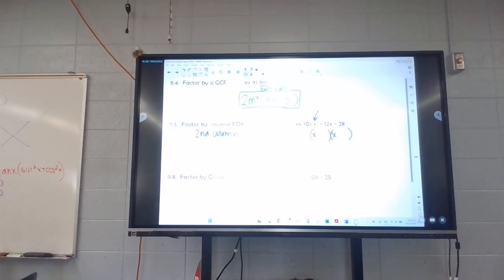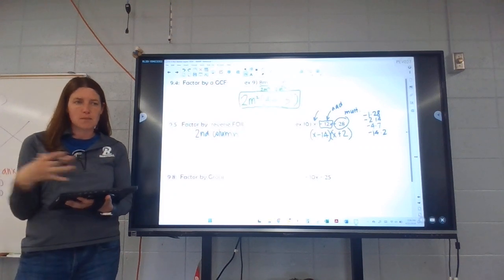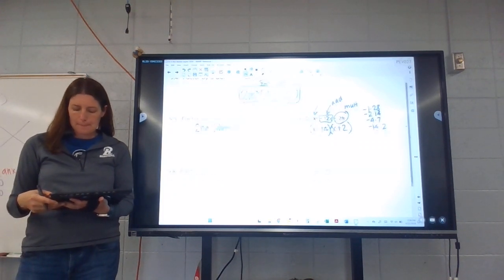So we're going to multiply to negative 28, but add to negative 12. And we just have to be careful though, because we want it to be a negative 12. So it's going to be a negative 14 and a positive 2. So we have to find the set of factors that works for both parts. It's like a puzzle piece that fits in both spots. Okay?